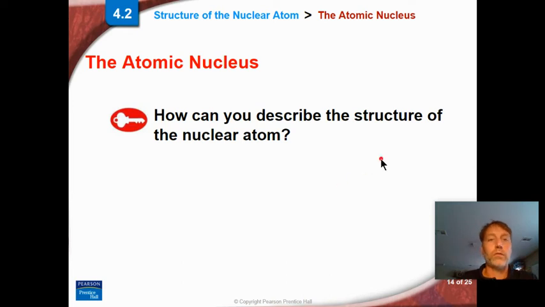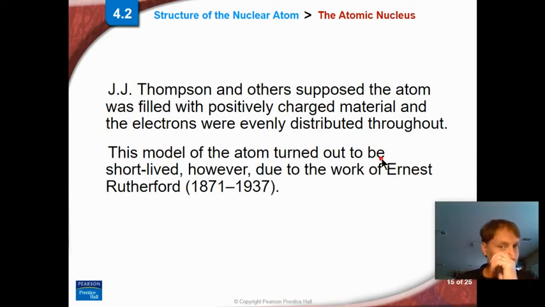How can you describe the structure of the atom? Well, J.J. Thomson came to feel that in a positive material, electrons were distributed throughout. This was called the plum pudding model. J.J. Thomson thought they were evenly distributed throughout the entire thing, much like gelatin spread throughout Jello. This was the idea that Thomson had.